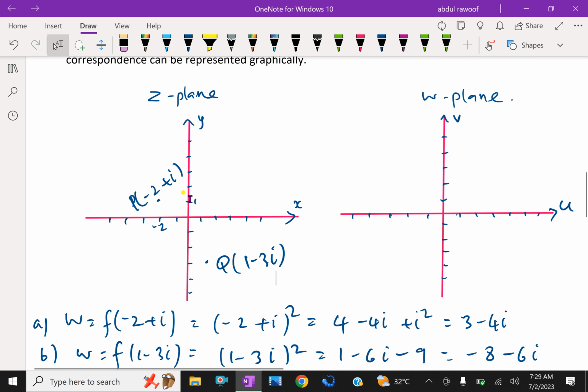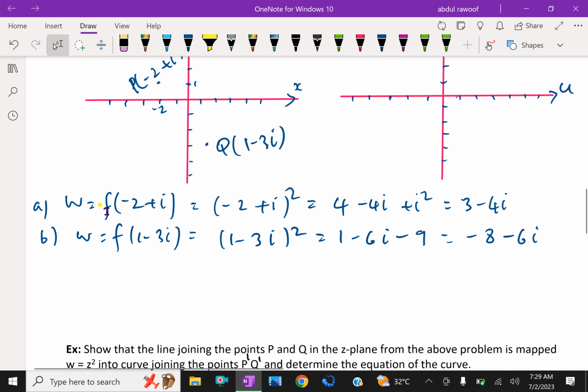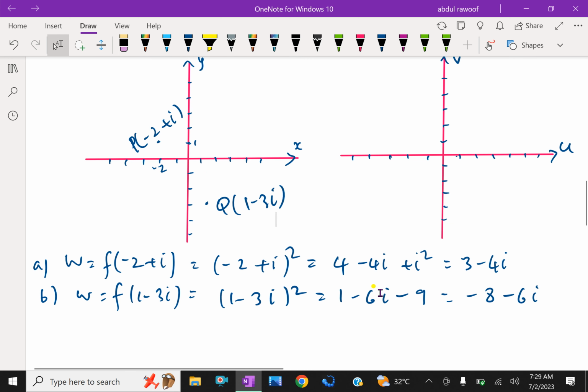Now w, that is f of minus 2 plus i, equal to minus 2 plus i whole square, which is given here as 3 minus 4i. So we write 3 minus 4i, that is P dash. Here this point will be P dash, 3 minus 4i.